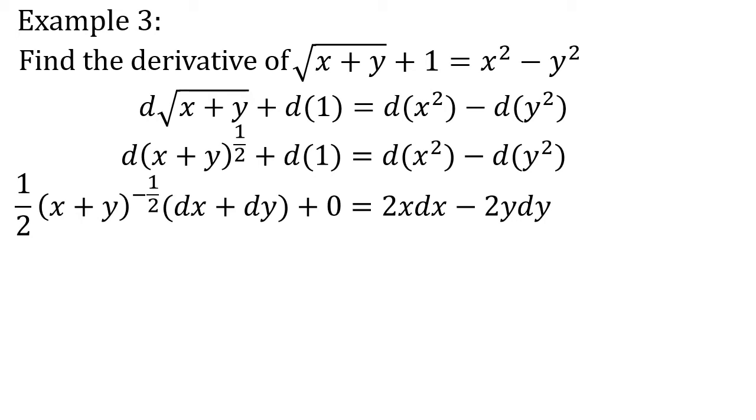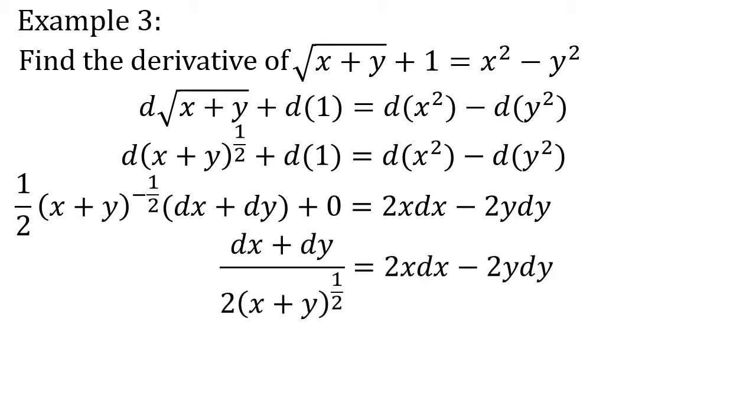Then the derivative of 1 is 0. The derivative of x squared is 2x dx. The derivative of y squared is 2y dy. So that's minus 2y dy. Okay? Do not forget the sign. Then, since the exponent is negative here, we can write this as a denominator. So this will become dx plus dy all over 2 times x plus y raised to 1/2 equals 2x dx minus 2y dy.